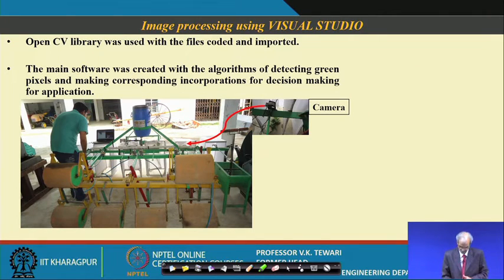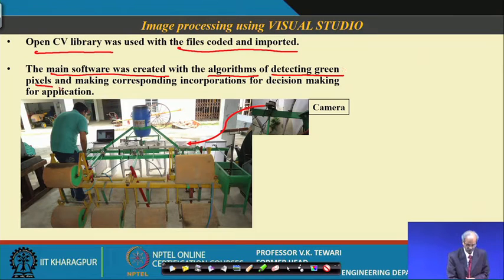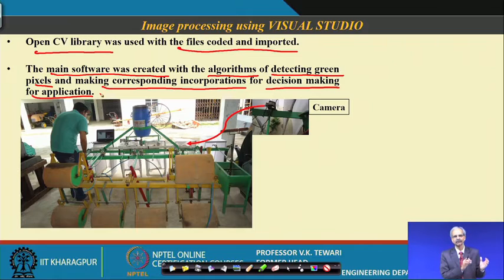So, if I go through what is written here, you can read that the open library was used with the files coded and imported. Then the main software was created with algorithms for detecting green pixels and making corresponding incorporations for decision making for the application. This is in brief what has been said. What I explained to you is shown here, along with the details of the system.